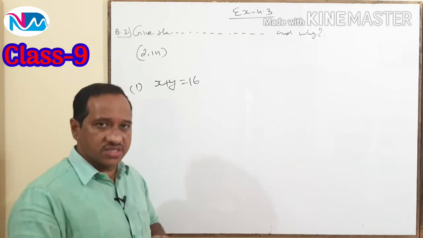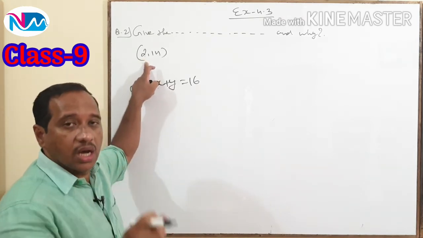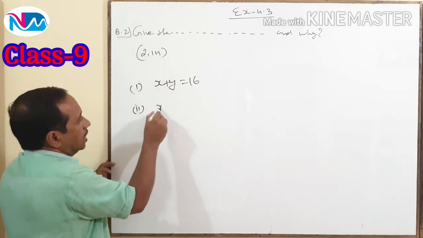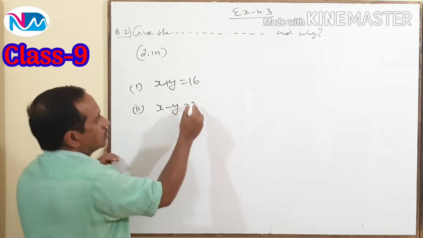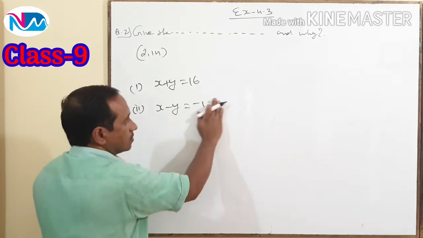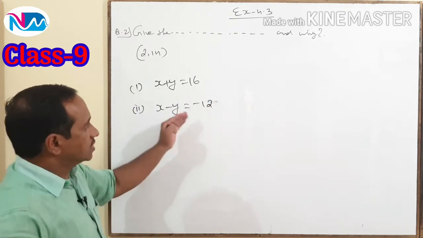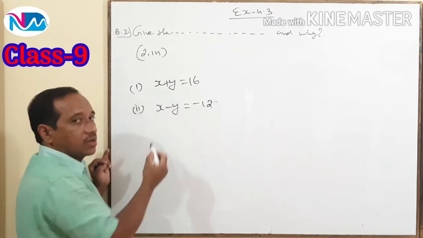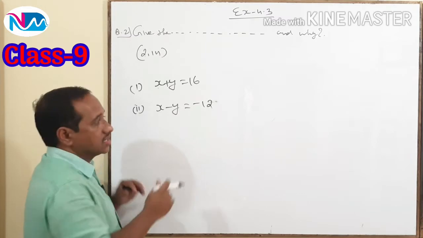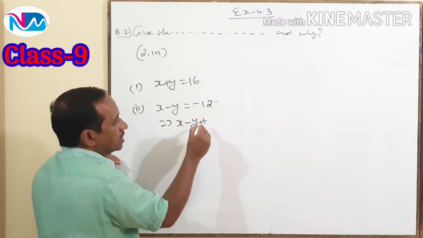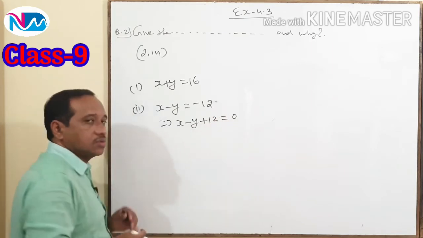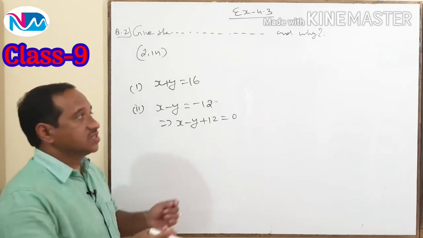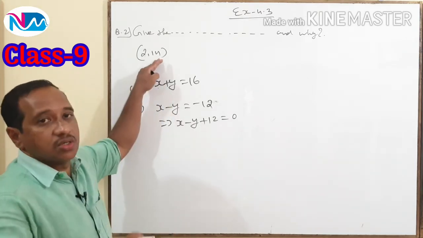Similarly, you can write many equations for which x = 2 and y = 14 is a solution. Second is x - y = -12, because if you replace x and y with 2 and 14, then 2 - 14 you will get -12. So this can be written as x - y + 12 = 0.